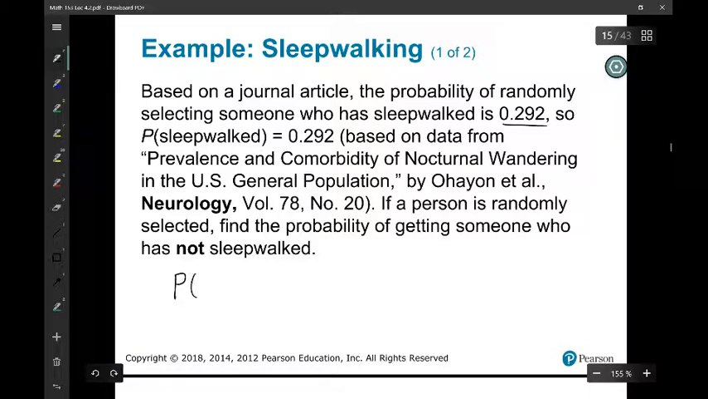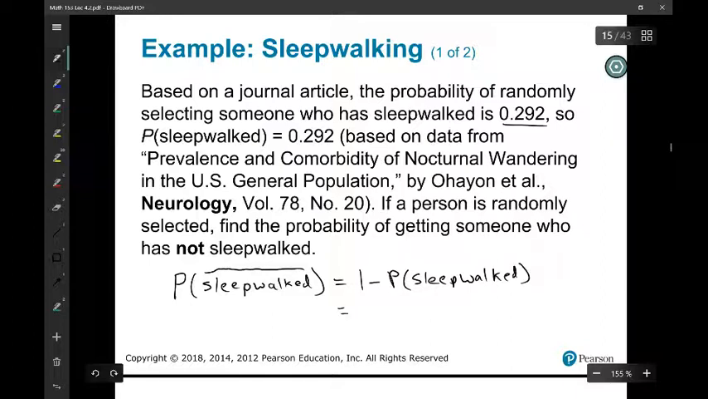So the probability of not having sleepwalked would be, well, 1 minus the probability of having sleepwalked. We're given that probability as 0.292. So 1 minus 0.292 will get us 0.708.